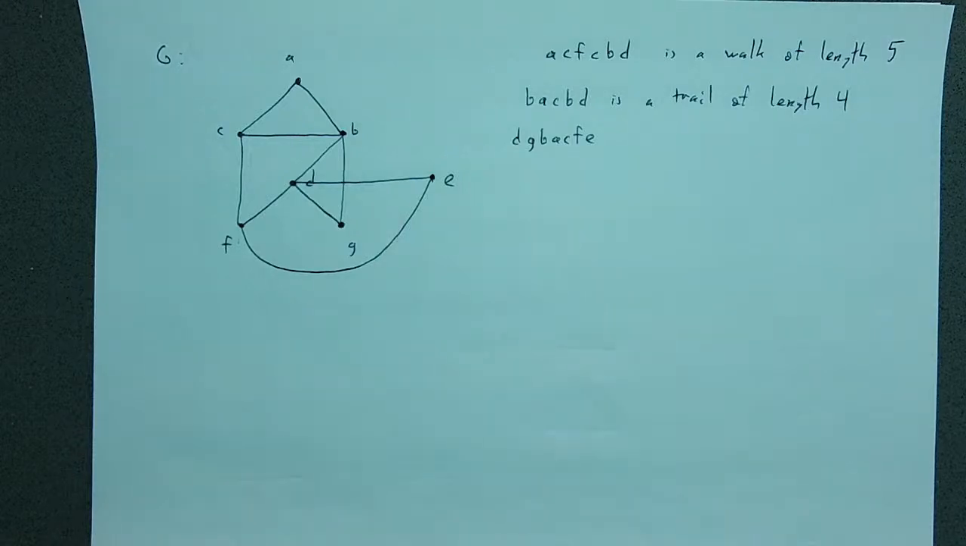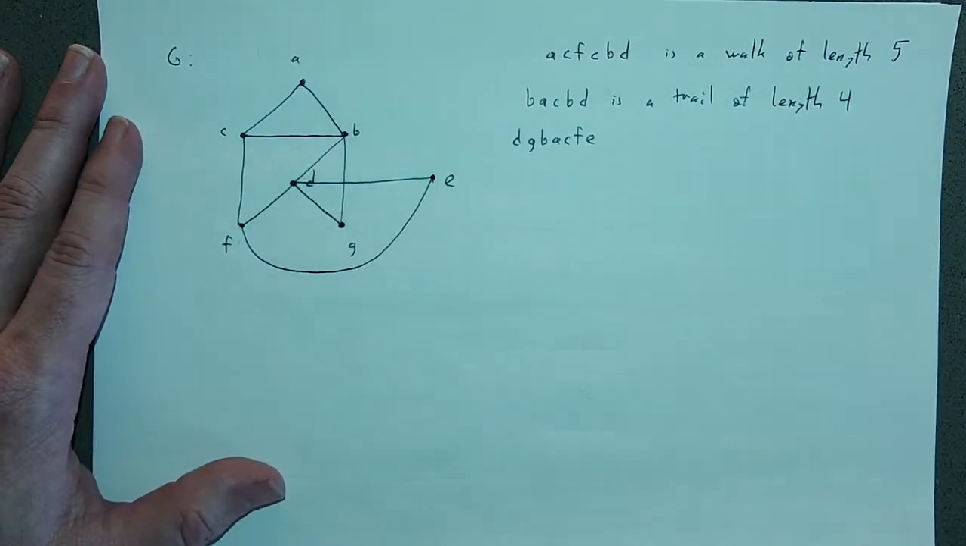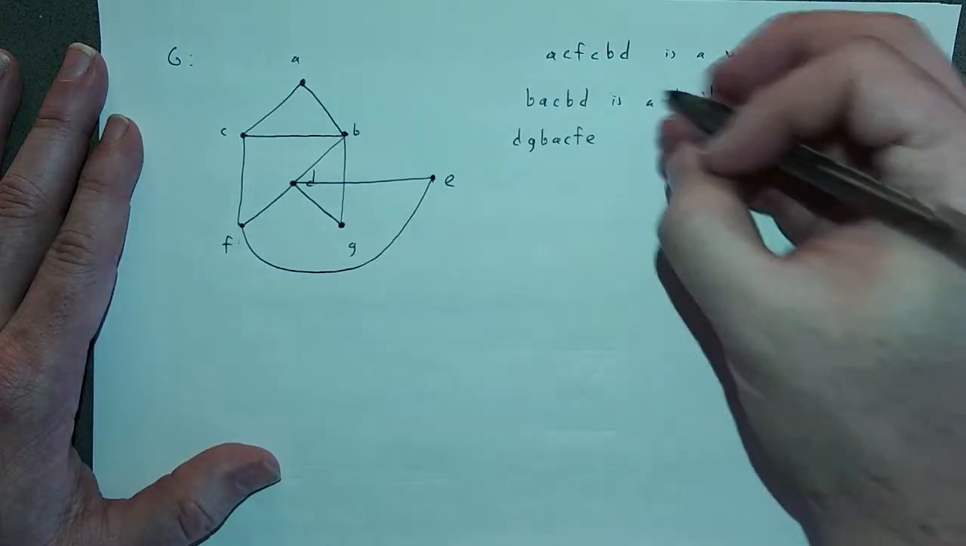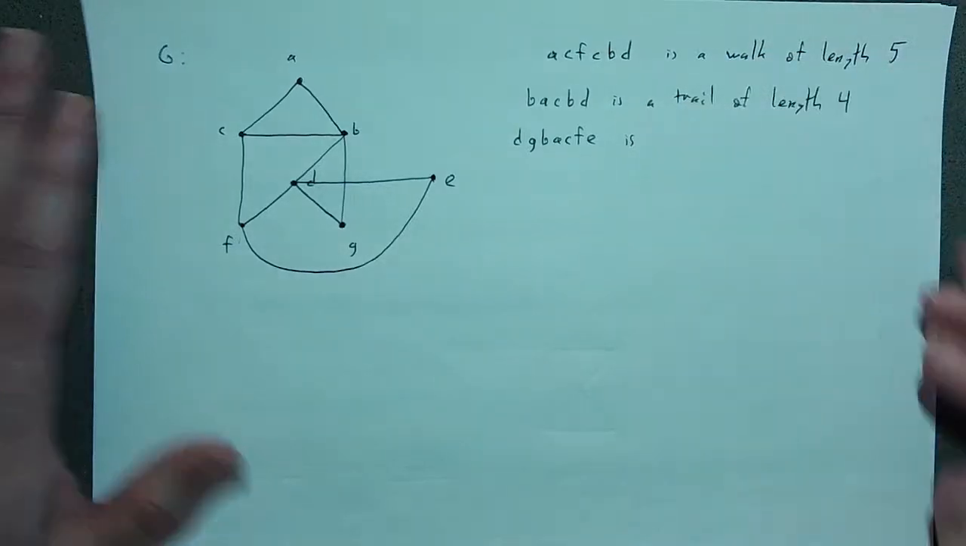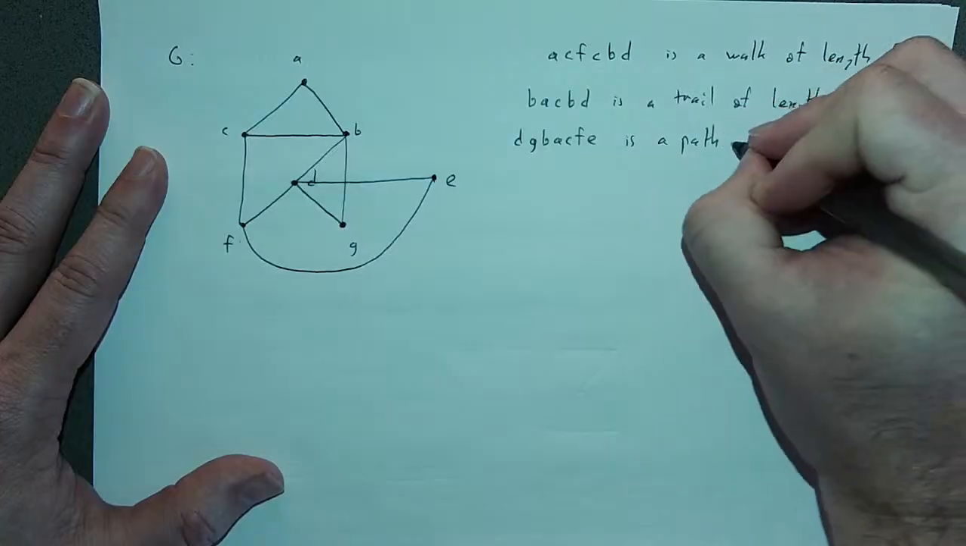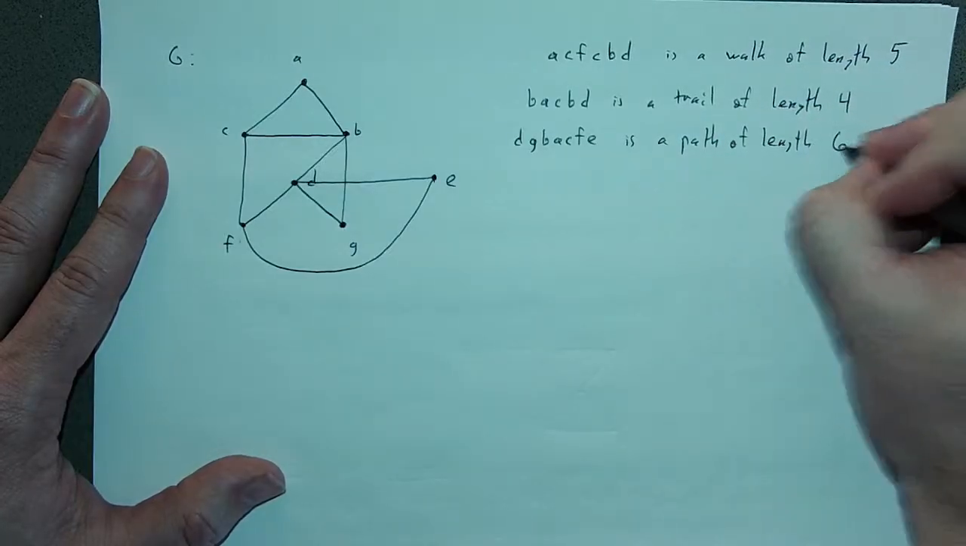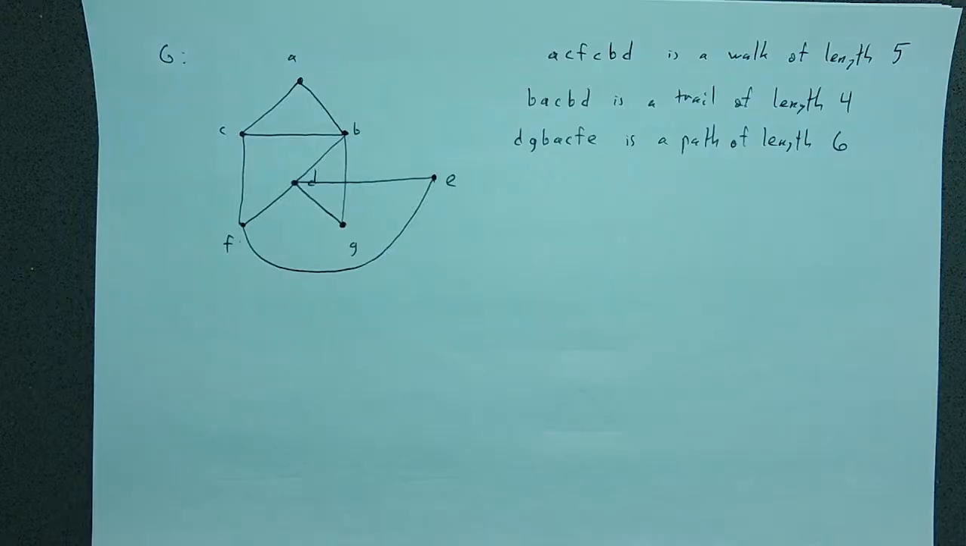So this is fine as a walk. It is also a path because there are no repeating vertices, which makes it a trail as well. So this is a path of length 6. Again, every path is a trail, so it's also a trail of length 6.